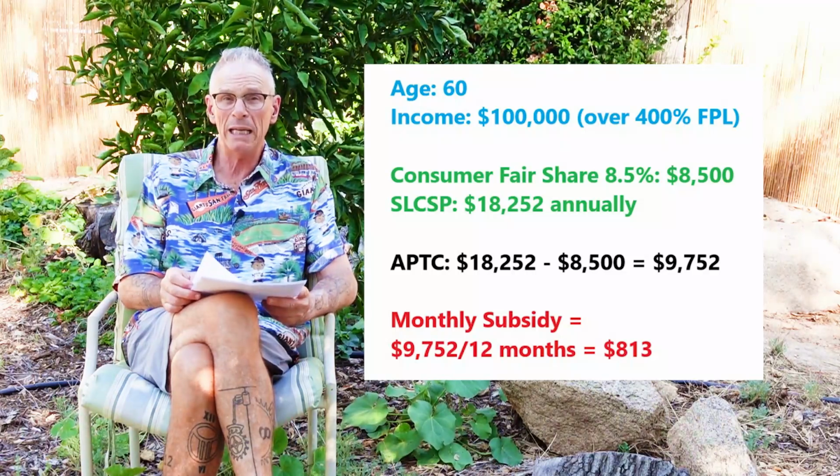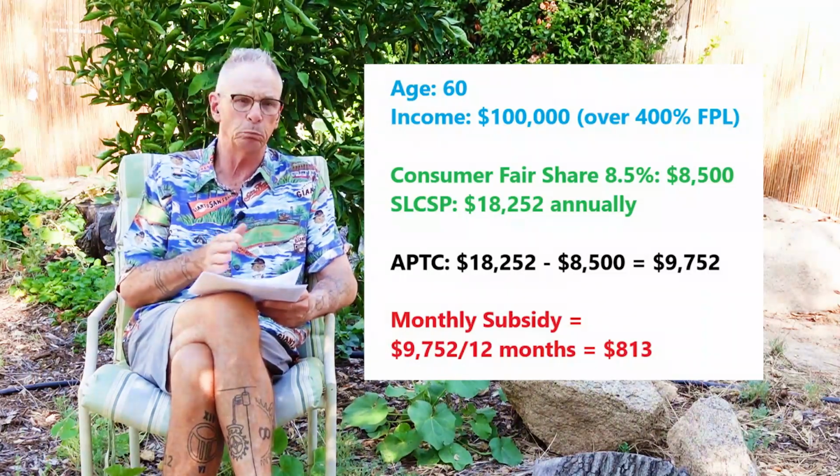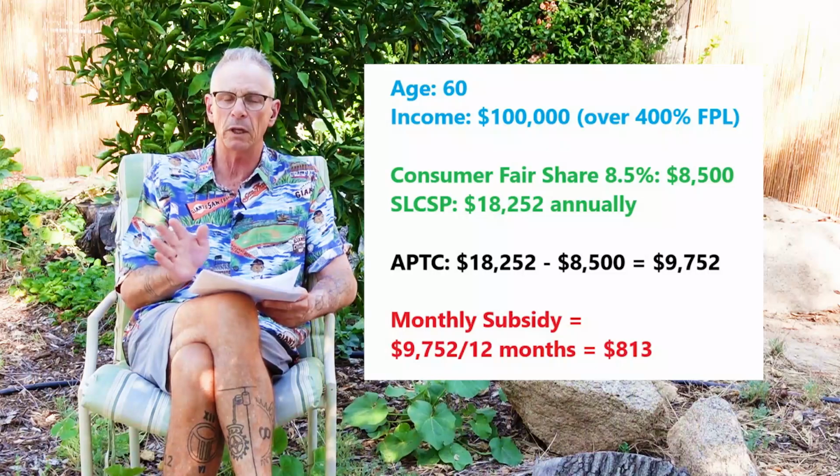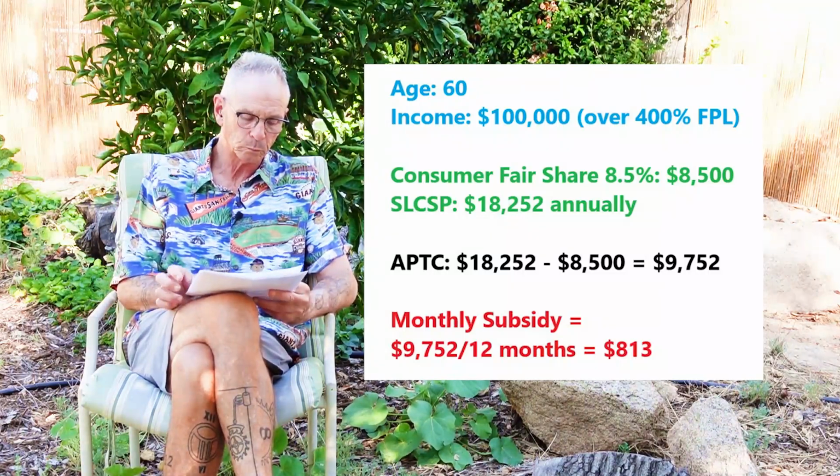They can apply it to any metal tier, bronze, silver, gold, platinum that they want. They can apply it to any health plan they want. Kaiser, Blue Shield, Blue Cross, whatever, whoever that is, they can apply it, but that's what they are eligible for.